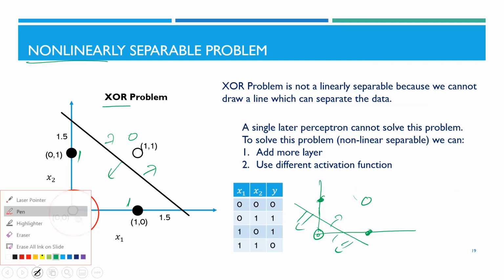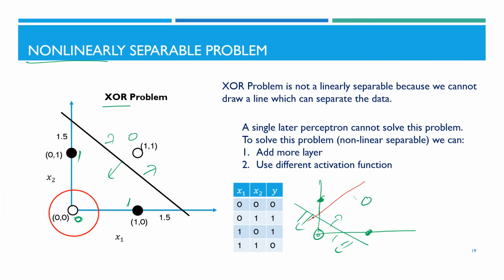Change the line. For example, we use it like this. The same problem still happens. This area is okay, but this area is not okay. Still not well separated. If we change this line, also like that. So if the problem cannot be separated using only a linear line or linear hyperplane, then the problem is not linearly separable, or they call it non-linearly separable problems.